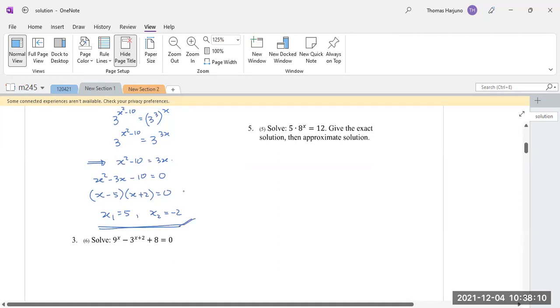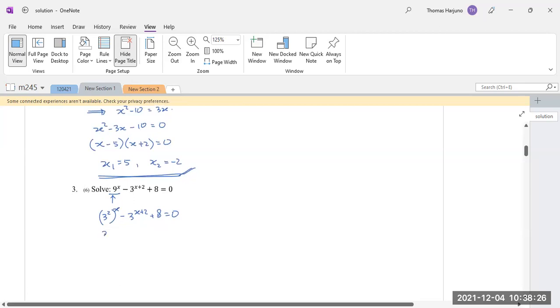We have base 9, we have base 3. I can rewrite this into base 3. So this is 3 squared to the power of x minus 3 to the x plus 2 plus 8 equals 0. So this is 3 to the 2x minus 3 squared times 3 to the x plus 8 equals 0. I will rewrite this as 3 to the x, squared, minus 9 times 3 to the x plus 8 equals 0. Now, the purpose is so that we can do a quadratic-like equation.